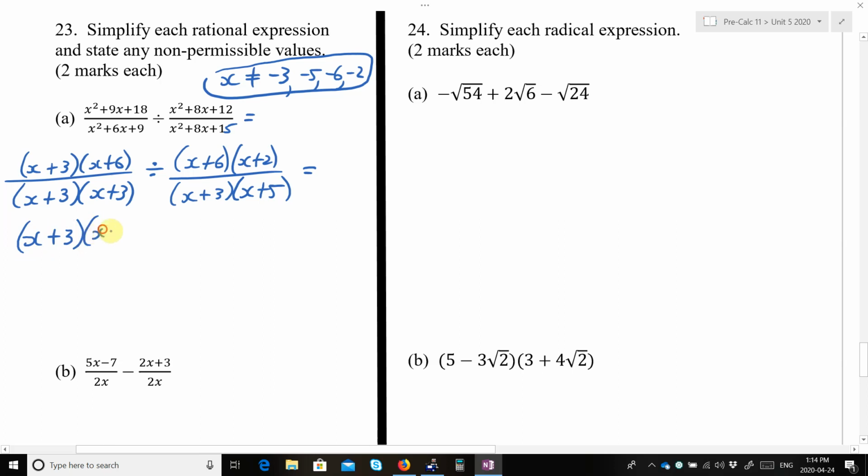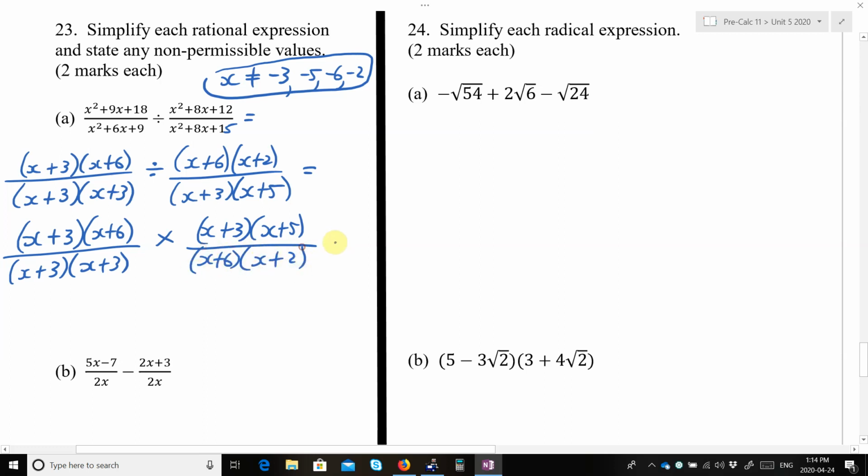Now we can go, hey, x plus 3 times x plus 6 divided by x plus 3 times x plus 3. If you're dividing fractions, you invert and multiply, so you change it to multiply, and then you flip this fraction. And now we can cancel some common factors. That cancels to 1, that cancels to 1, that cancels to 1. Final answer is x plus 5 over x plus 2 with those non-permissibles up above.